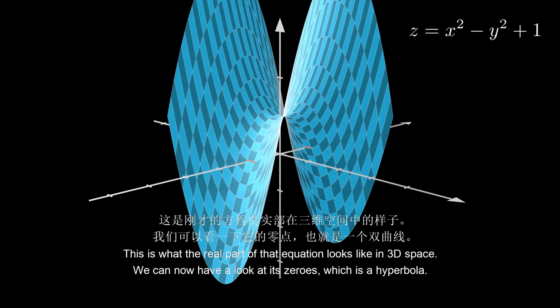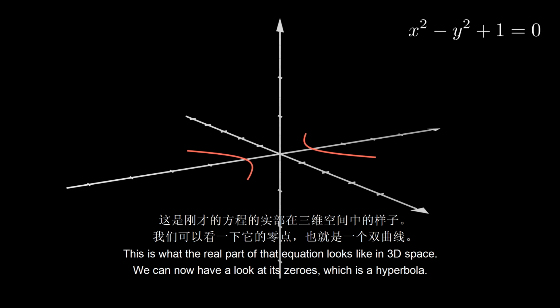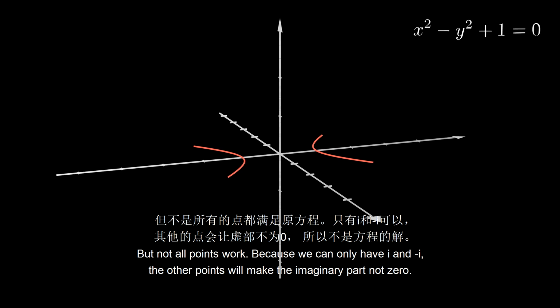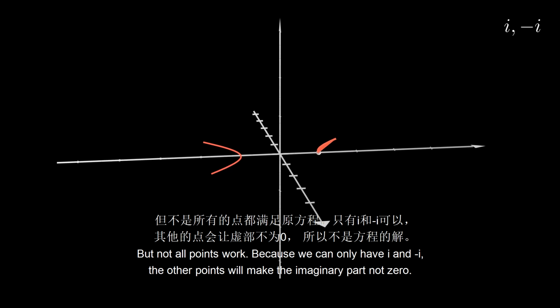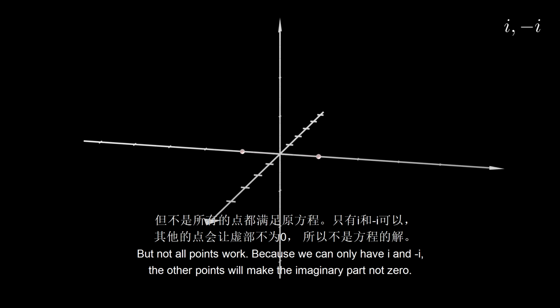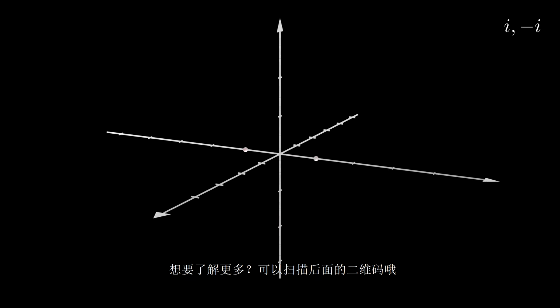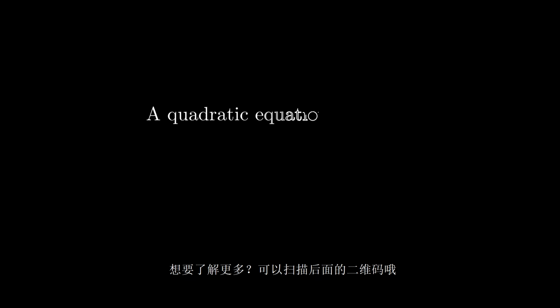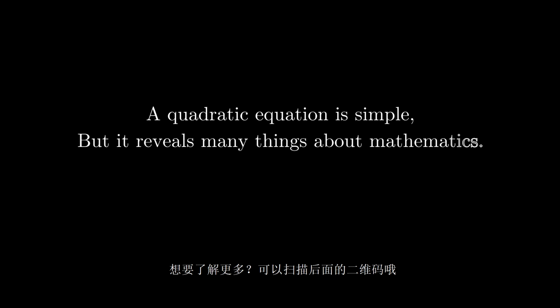We can now have a look at its zeros, which is a hyperbola. But not all points work, because we can only have i and minus i, because other points will make the imaginary part not 0. A quadratic equation is simple, but it reveals many things about mathematics.